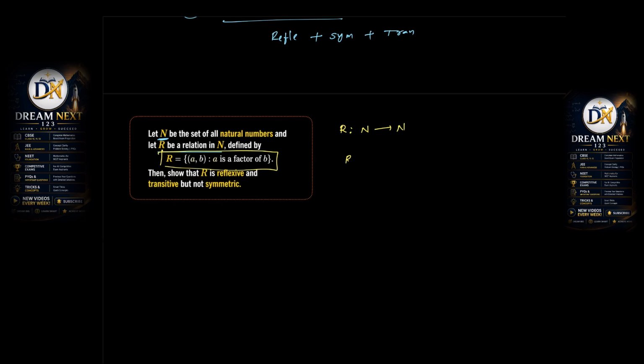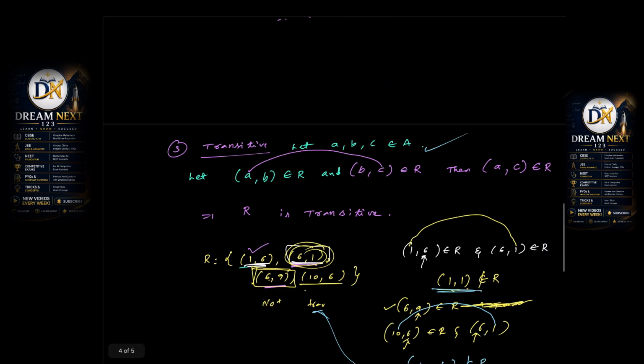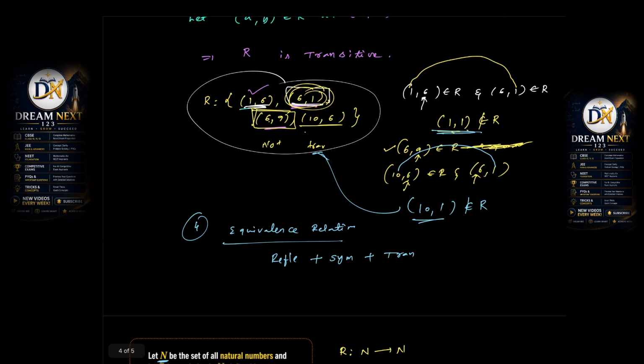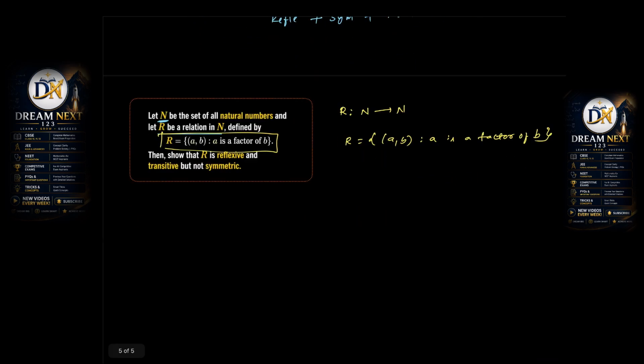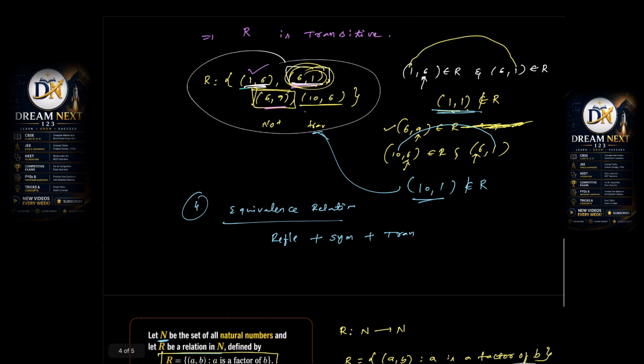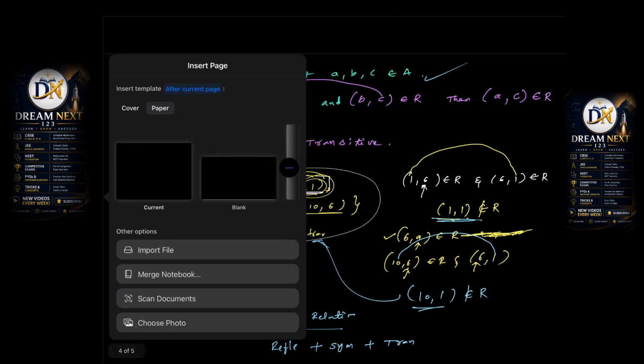And the relation is given. What is the relation? The pairs a comma b such that a is a factor of b. This form we call set builder form. If the relation is given in this other form, we call it roster form. See here, what is this? a is a factor of b. What is the meaning of this? Let's discuss it.